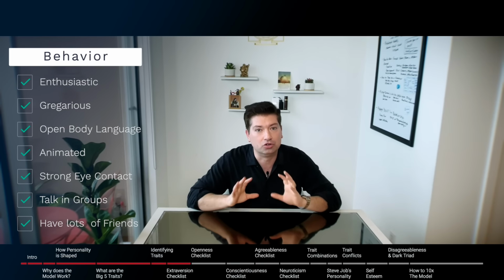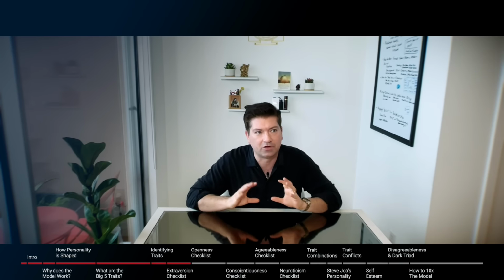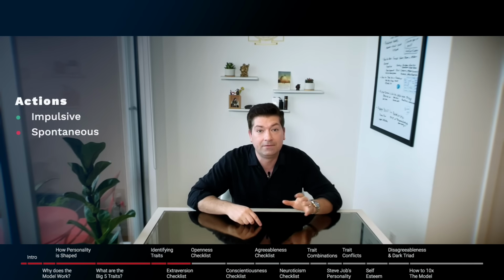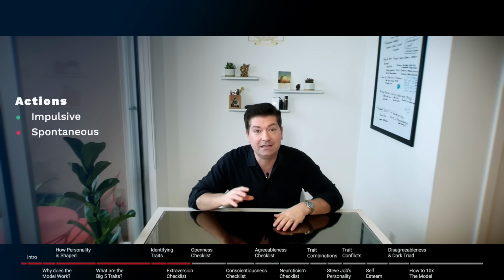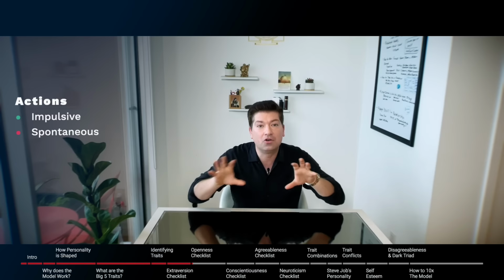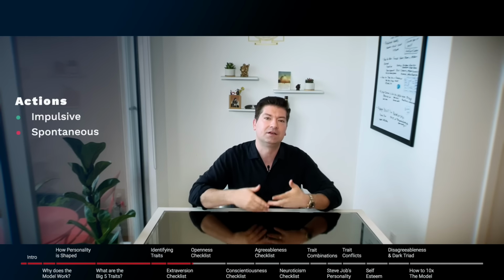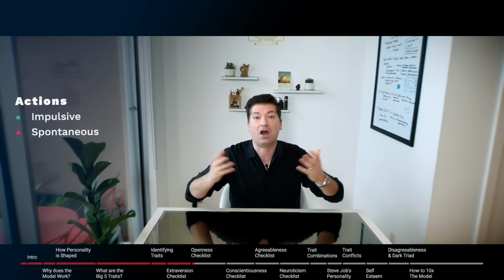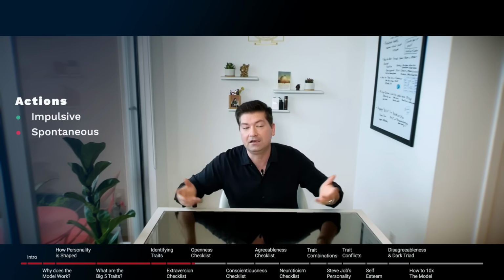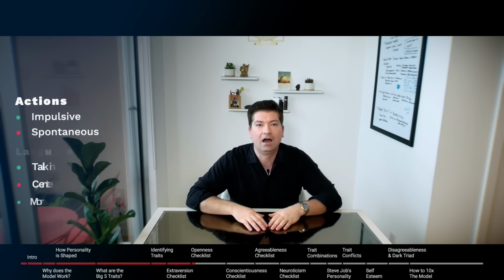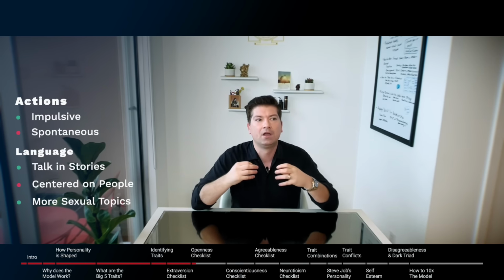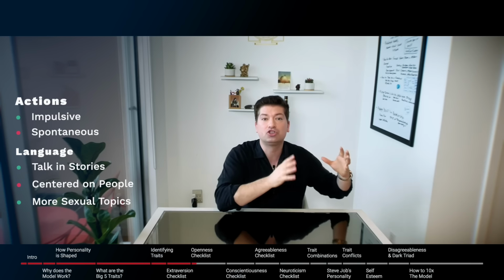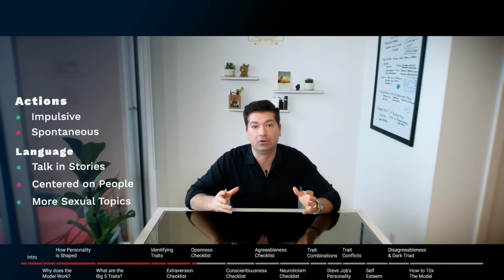Other actions that you'll notice about people that are extroverts, they tend to be impulsive. They also tend to be spontaneous and thrill-seeking. So since you know this, that's one way you can test if someone is more on the extroversion side. You can see if they'd be up for something fun and new and exciting, and a lot of times they will be. In terms of their language, they're going to tell stories that focus on people.